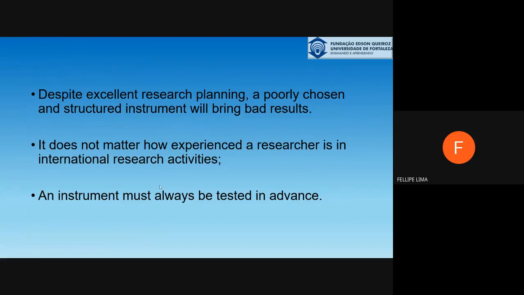Despite your research planning, if you do not choose well the structure of your questions and the instruments that you're going to use in your research, your results are going to be bad and your research is not going to work. It does not matter how experienced the researcher is. What matters is the experience with the people in the country where you are going to do the research. That's why it's important to have local researchers to help you. And you always have to test in advance what you are trying to do or thinking about doing in the future after you have your research.